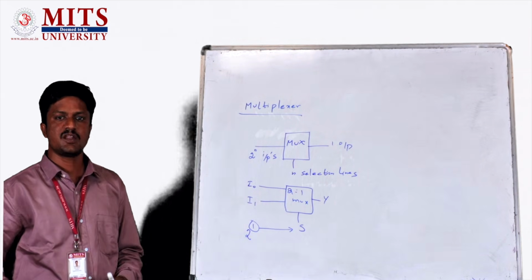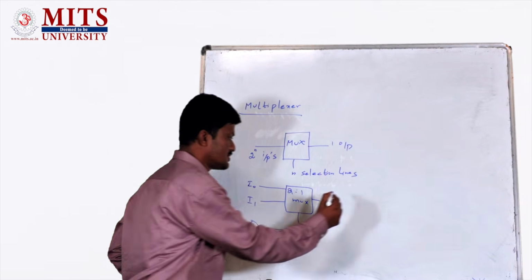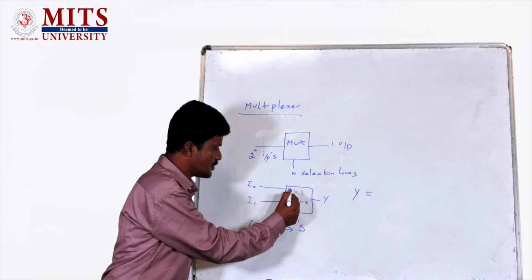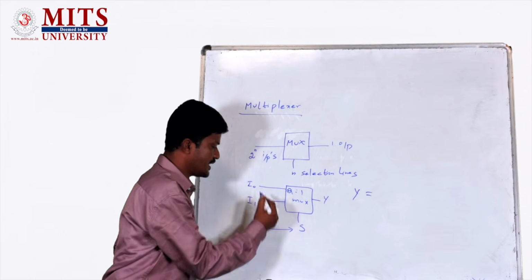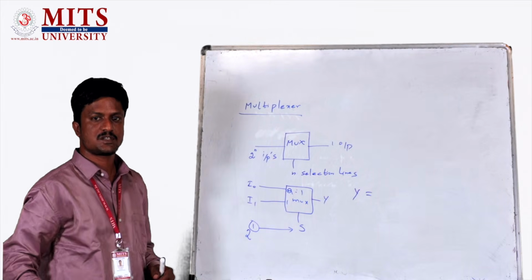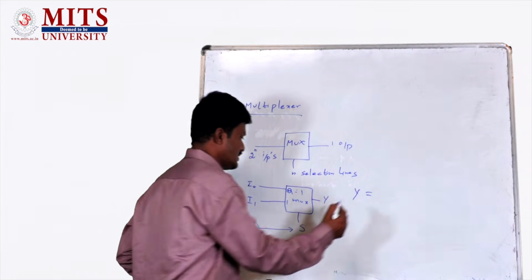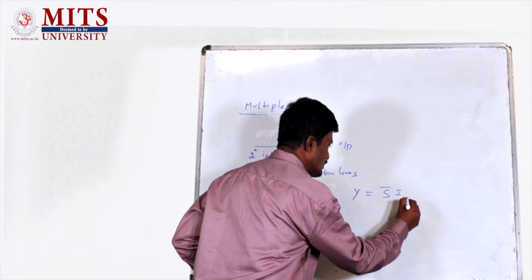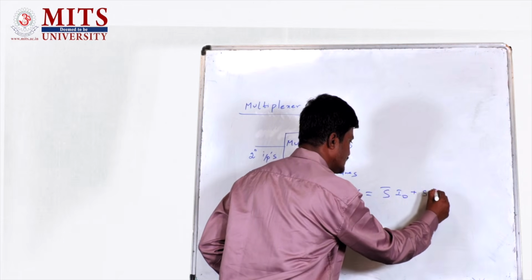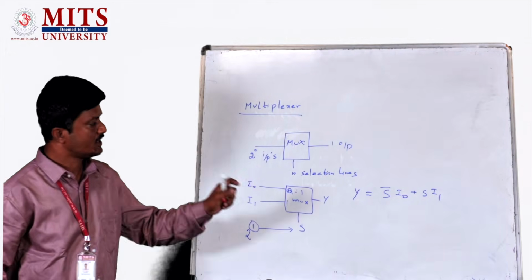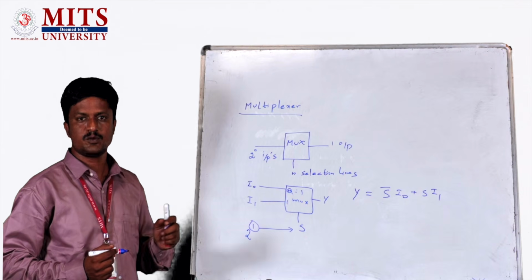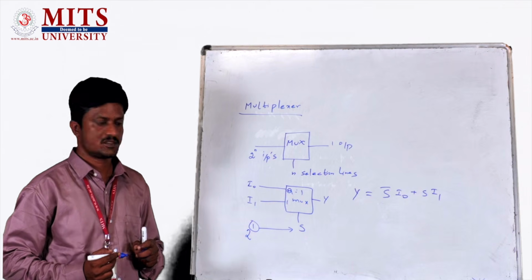Now I am going to write the logic expression for the 2:1 MUX. For output Y, when S is 0, we are going to select I naught. When S is 1, we are going to select I1. So the logic expression for the 2:1 MUX is Y equal to S bar into I naught plus S into I1. So now it is very clear. Here we need AND gates, one OR gate and one inverter.